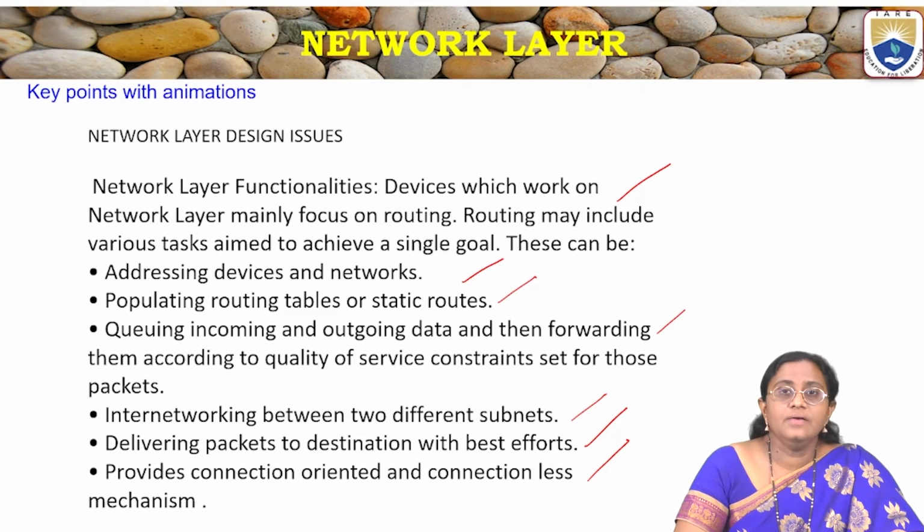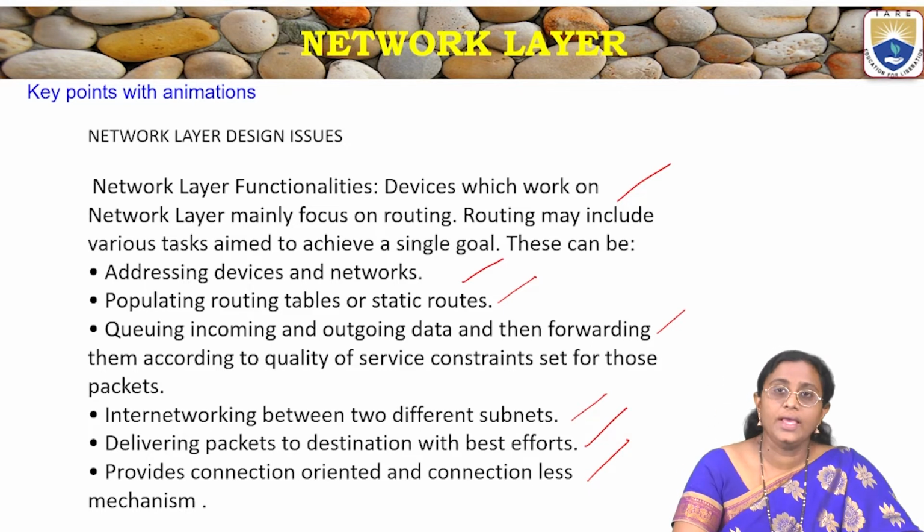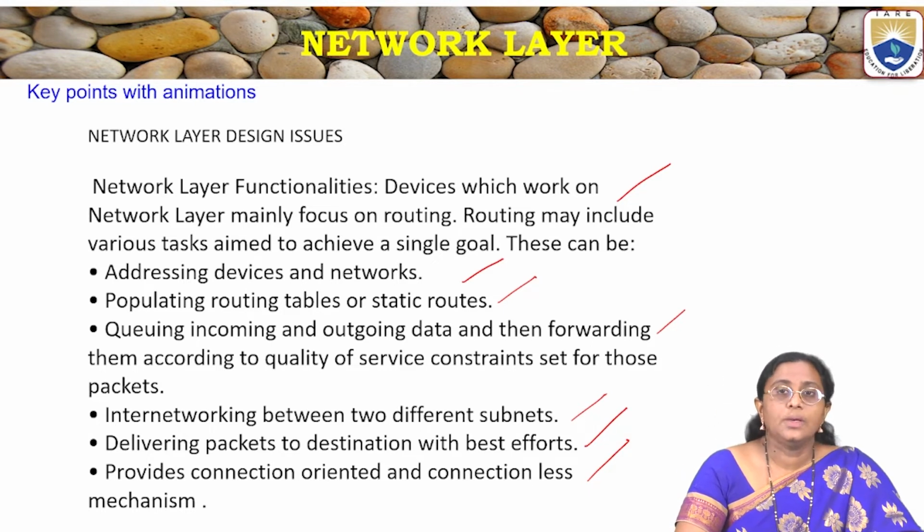The third one is the queuing of incoming data packets from one node to another node as well as outgoing data. That means those packets which are received by the destination need to be acknowledged back to the concerned sender. Next, after the queuing of incoming as well as outgoing data, forwarding them according to the quality of service, or QoS, constraints set for those packets.